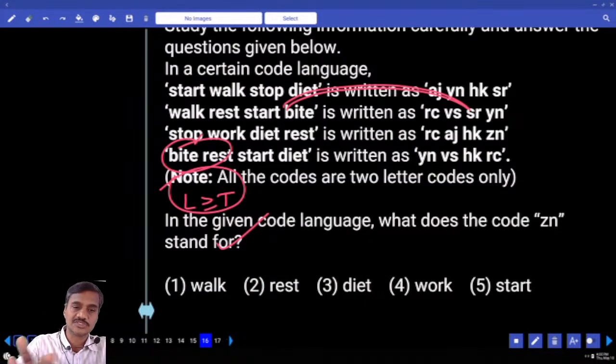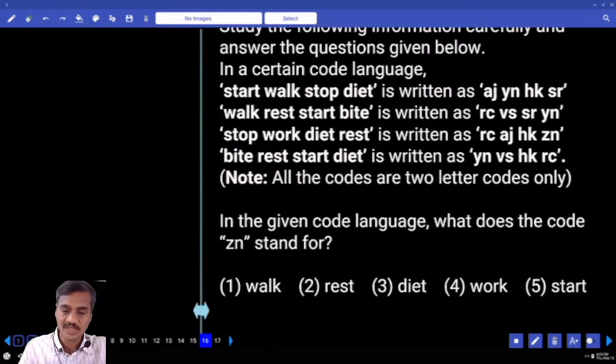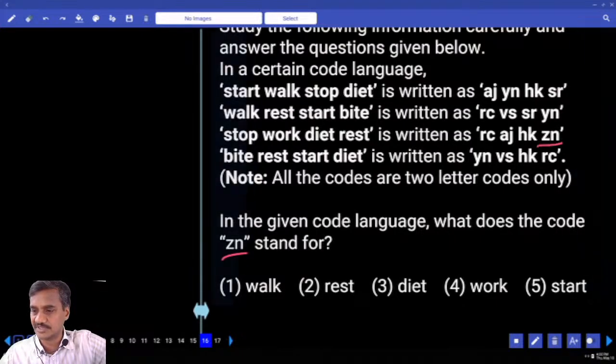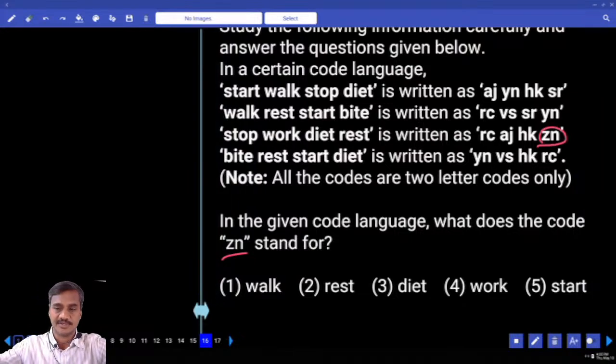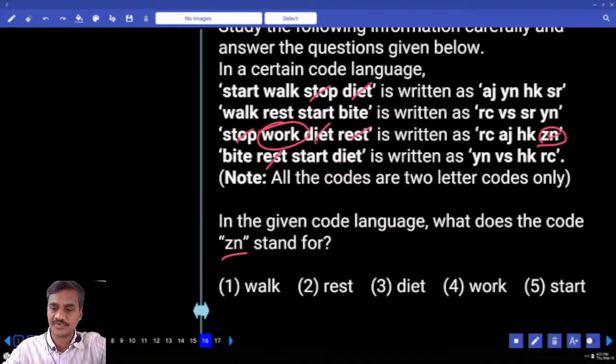Then coming to question numbers 16 to 18. Only 3 questions are given under this one, 16 to 18. Then the 16th one: what is the code ZN stands for? Tell me where is ZN. ZN is present only at this place, isn't it? Then stop, work, diet, right. Diet is common here, and stop is also common, and work and rest are common. Now what is left for work? The code for work is ZN. That is the choice for question number 16.